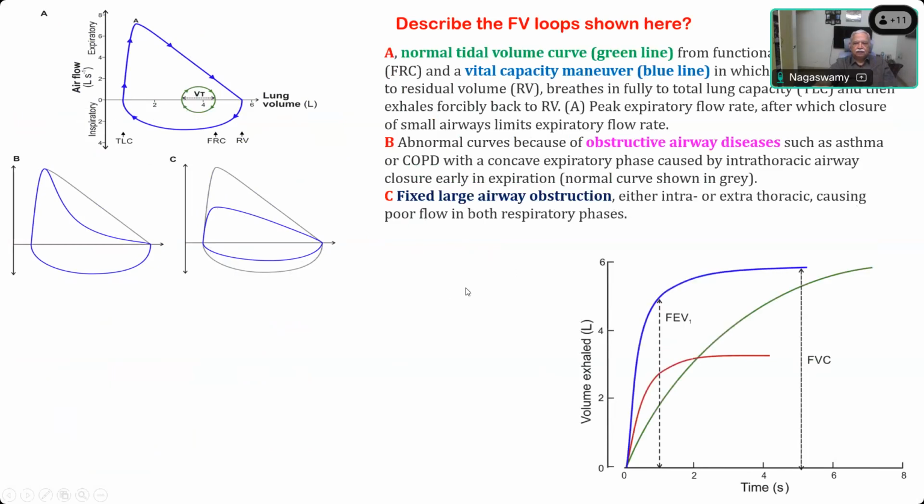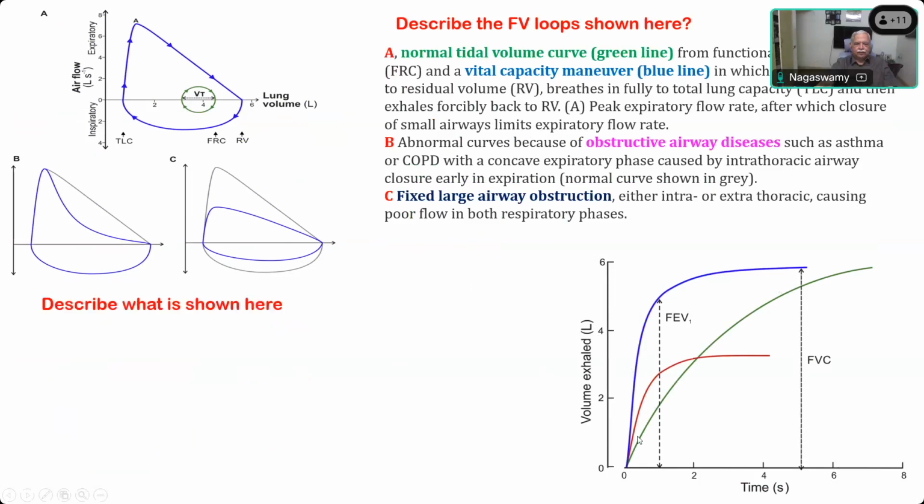What is this? The first slide I told you, you have to assess the volume time graph or plot. So what are the three lines showing here? What is the blue line? What is the red line? What is the green line? Blue is normal, sir. Red is restrictive lung disease. Green is obstructive lung disease.